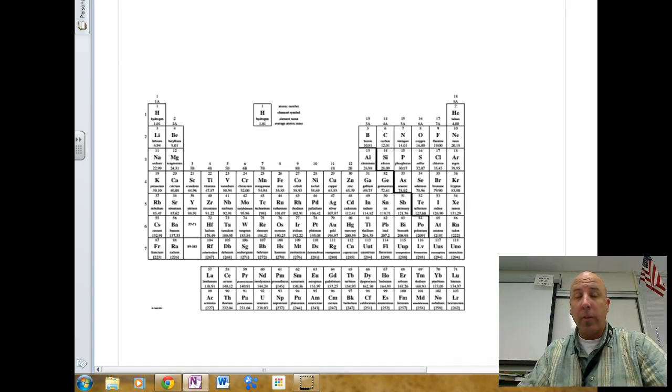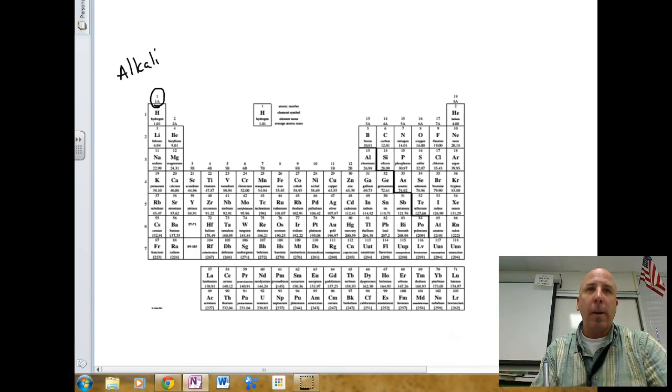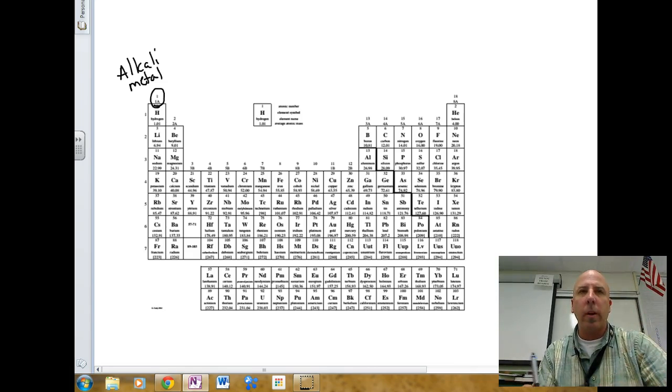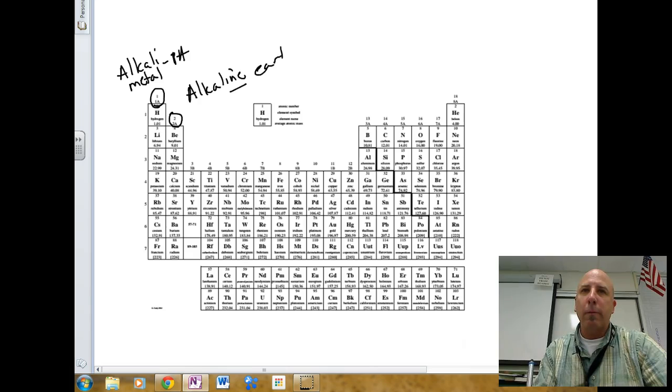Okay, let's talk about some other designations that we have on the periodic table. We do have some names for some of our groups. Remember, a group is a vertical column. So group 1A has the name of alkali metal. We would say that anybody in group 1A is an alkali metal, with the exception of hydrogen, which kind of hangs out at the top, and we'll talk more about hydrogen later. So these are alkali metals. Similarly sounding, but different, if you're in group 2A, you're an alkaline earth metal.